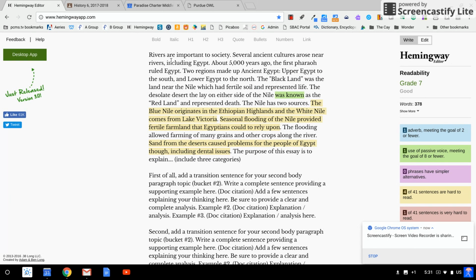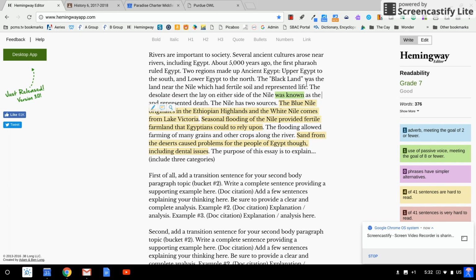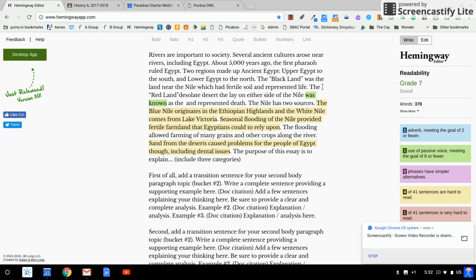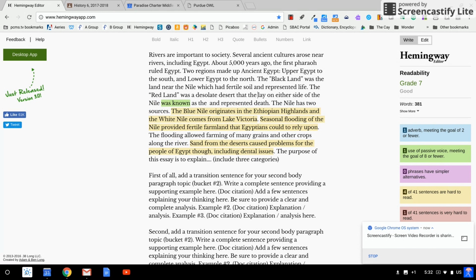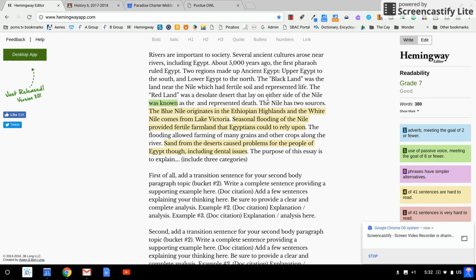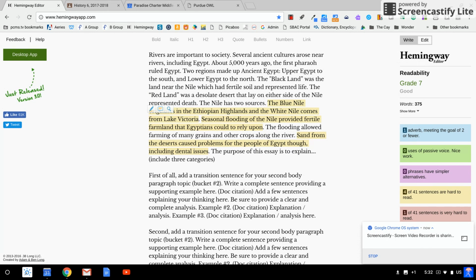So let's see. The desolate desert lay on either side of the Nile, was known as the Red Land, and represented death. So let's just do the same thing we did here. Take out the red land and say, the Red Land was a desolate desert that lay on either side of the Nile and represented death. And we're going to just take out this incorrect verb form. And now we have active voice.